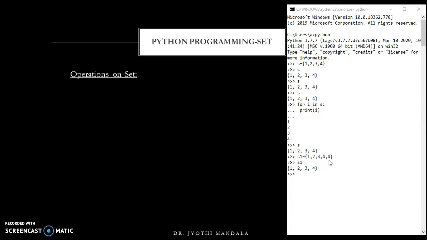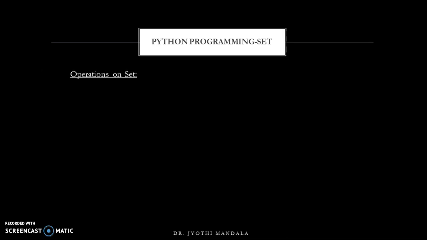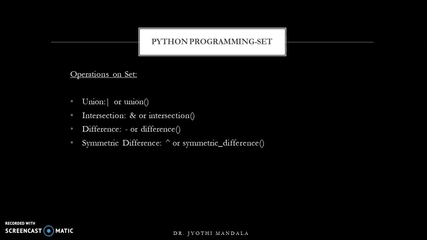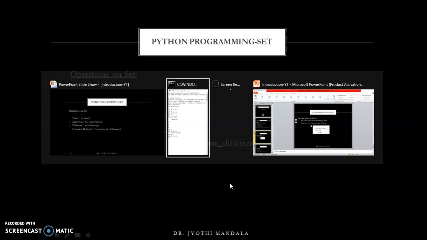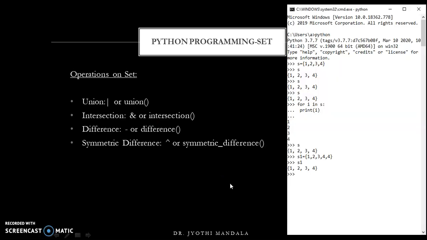So now as we know how to create a set and how to access the values from the set, let us see what operations can be performed on a set. On a set, we can perform 4 operations: union, intersection, difference and symmetric difference. To perform these operations, we have these 4 operators, or else we have functions also. Let us learn this through an example.